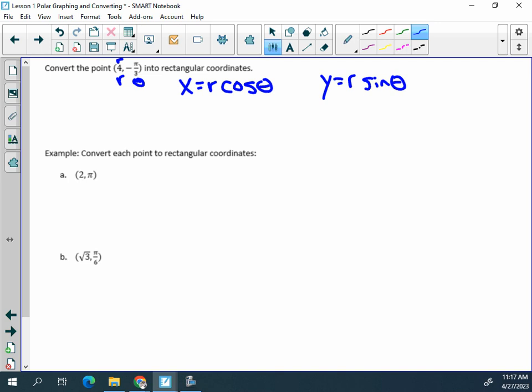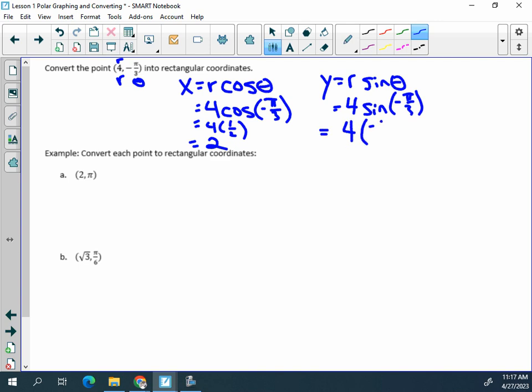So our r is 4, and then we have to have cosine of negative pi over 3. So the cosine of negative pi over 3 is 1/2, and 4 times 1/2 is 2. Over here, we've got 4 times the sine of negative pi over 3. The sine of negative pi over 3 is negative square root of 3 over 2. When we multiply that by 4, both these are divisible by 2. So that'll leave us with -2 square root of 3. So our coordinates are 2 comma -2 square root of 3.